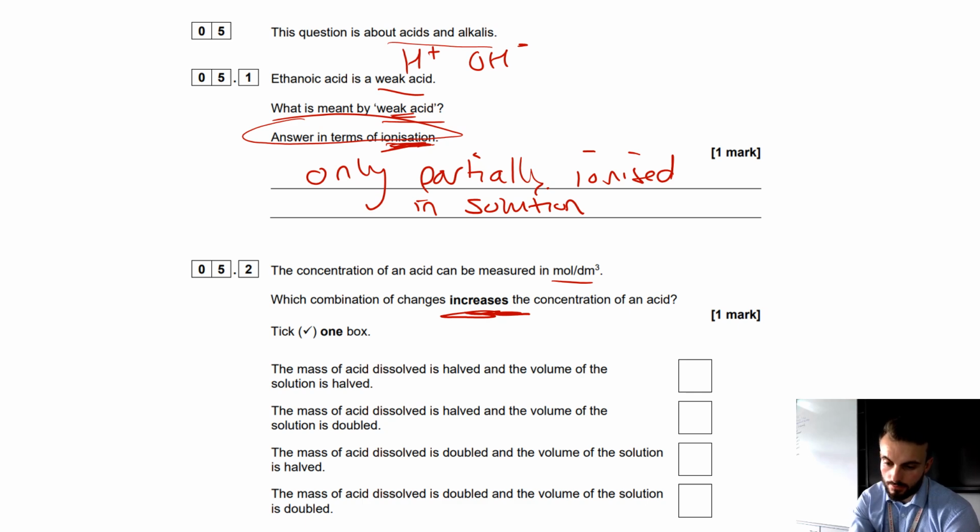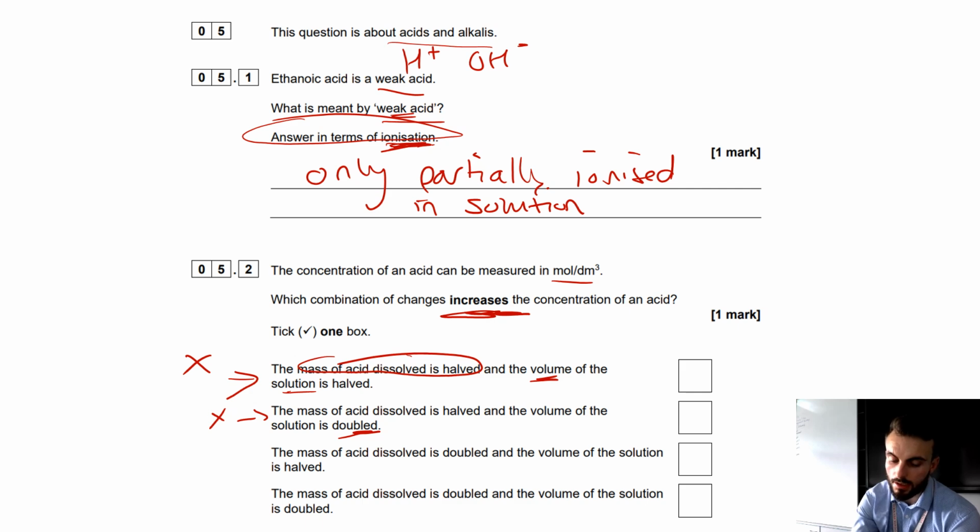So the mass of dissolved solid is halved and the volume of solution is halved. If you've reduced the volume, obviously that's going to make the concentration more, but if the mass of the acid is halved as well, that's just going to cancel out and be the same. The mass of the acid dissolved is halved, and the volume of the solution is doubled. That's also going to cancel out. You're half in one and double in the other. The mass of acid dissolved is doubled, and the volume of the solution is halved.